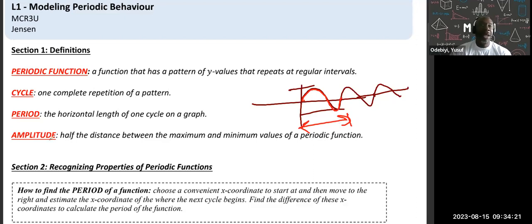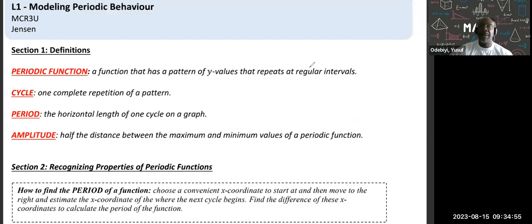And then amplitude is the distance between the max and min. So the distance between the maximum values. My amplitude would be from here to here, and then from here to here. Okay, so that's just the basics. Now let's get into more stuff down here.